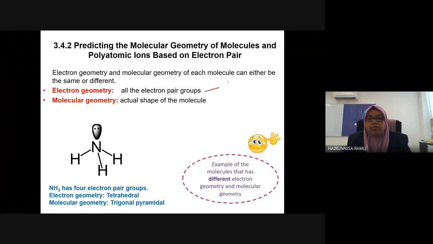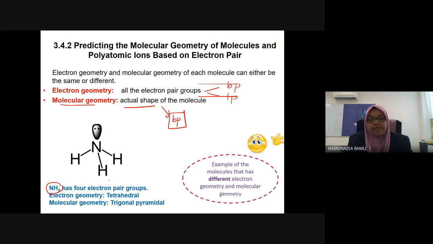Yang saya cakap, dia combine bonding pairs and also lone pairs. But molecular geometry is actually the actual shape where kita cuma tengok pada bonding pair sahaja. If you look at this, ni tadi saya tunjuk contoh untuk ammonia. Dia sebenarnya ada 4 electron pair groups, where dia ada 3 bonding pairs and 1 lone pair.